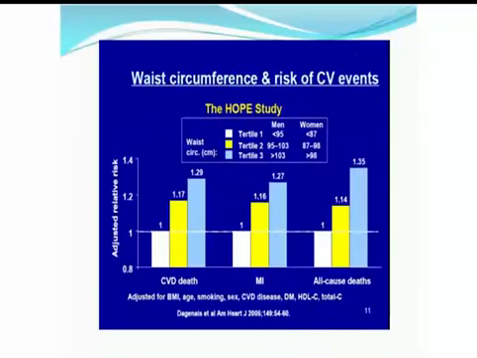Then waist circumference, and the risk of cardiovascular disease for each tertile of waist circumference. You can see that if the waist circumference is less than 95 in men and less than 87 in women, in the first column, the relative risk is around 1 for all these. But as the waist circumference increases, the relative risk of cardiovascular disease, MI, and all-cause deaths keep on increasing.